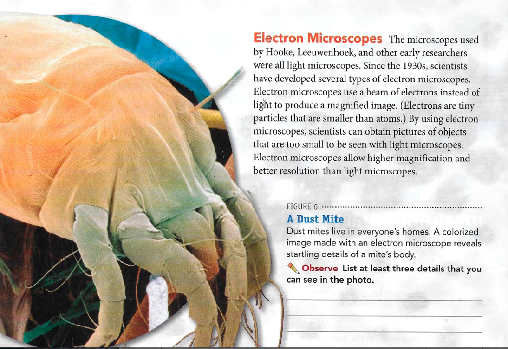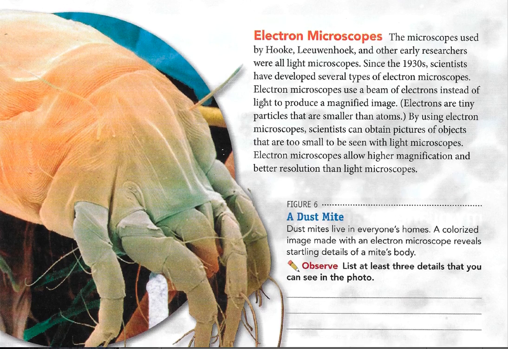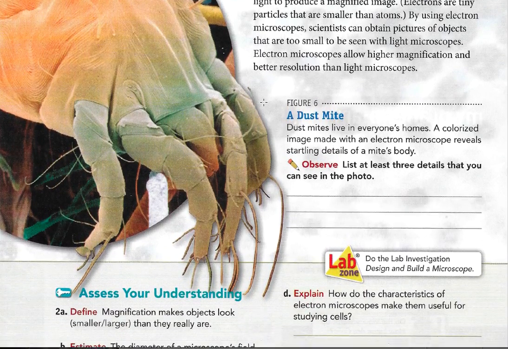Electron microscope. The microscopes used by Hooke, Leeuwenhoek, and early researchers were all light microscopes. Since the 1930s, scientists have developed several types of electron microscopes. Electron microscopes use a beam of electrons instead of light to produce a magnified image. Electrons are tiny particles that are smaller than atoms. By using electron microscopes, scientists can obtain pictures of objects that are too small to be seen with light microscopes. Electron microscopes allow higher magnification and better resolution than light microscopes.